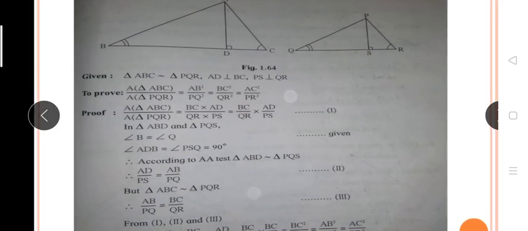Okay students, now see, these are the two triangles, triangle ABC and triangle PQR. If you observe these two triangles, what is given here? Triangle ABC is similar to triangle PQR. AD is perpendicular to BC and PS is perpendicular to QR. This means in triangle ABC, AD is the height, and in triangle PQR, PS is the height. These are the things given: the two triangles are similar and their sides are given.